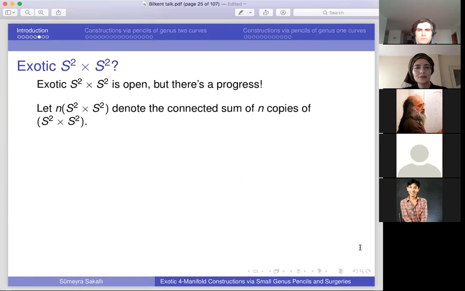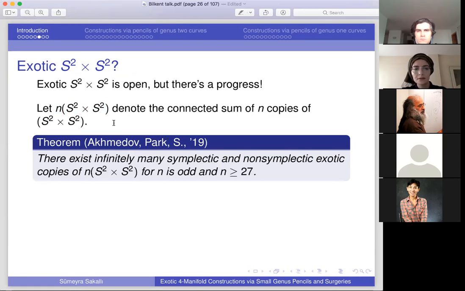And here I will introduce a notation. So let's say that n S2 cross S2 denote the connected sum of n copies of S2 cross S2. So we take n copies of them and connect sum. And n is the B2 plus of the manifold. Then last year we have showed this result. It is joint with Akhmedov and Park. We showed that there are infinitely many symplectic and also non-symplectic exotic copies of n S2 cross S2s, for n an odd integer and n at least 27.